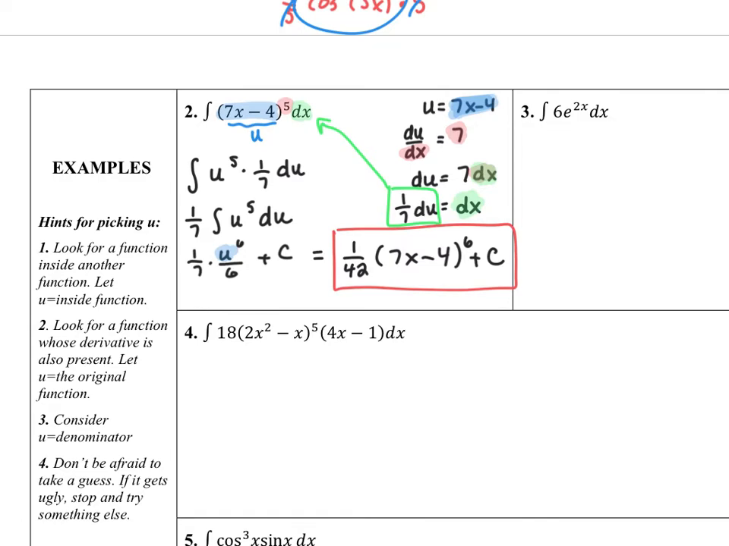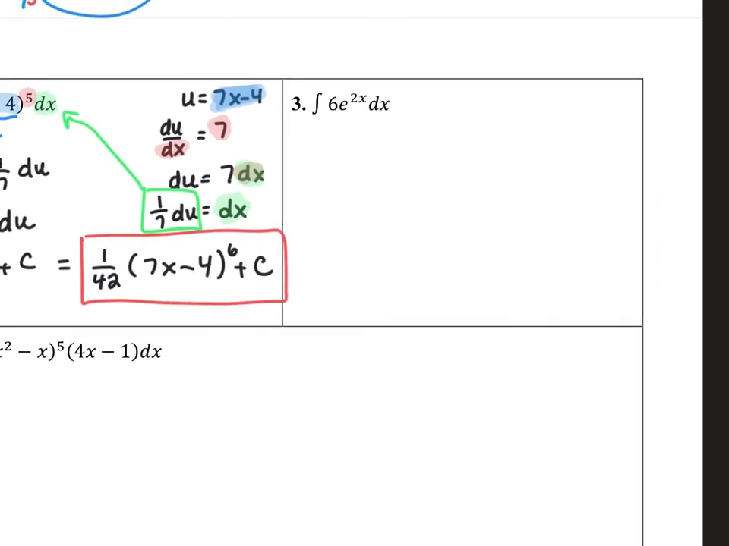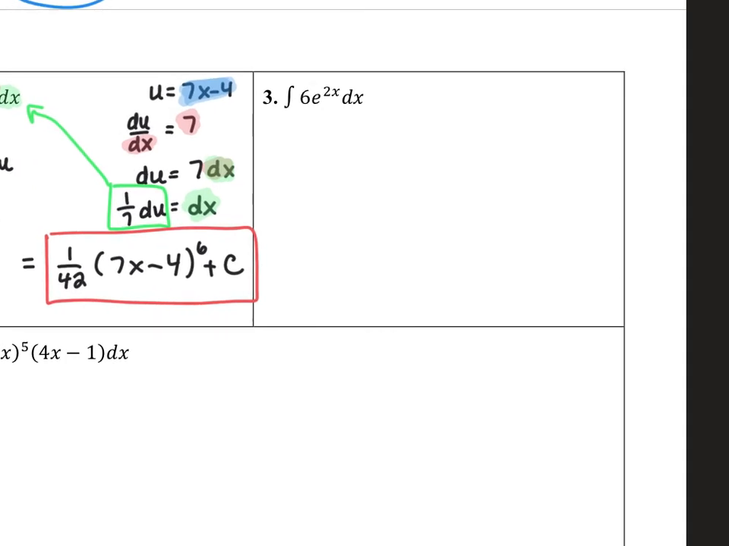In question number 3, this time I'm going to let u equal that 2x. And here's my derivative with respect to x, and bringing that dx over with the 2. It's here where I stop and plan where I'm going to put things. And I can see up here the 2x, well, that's just going to be my u.